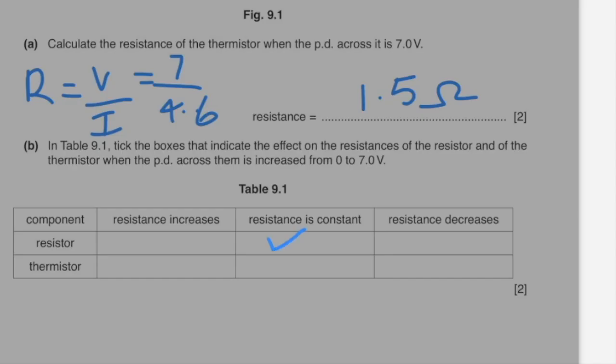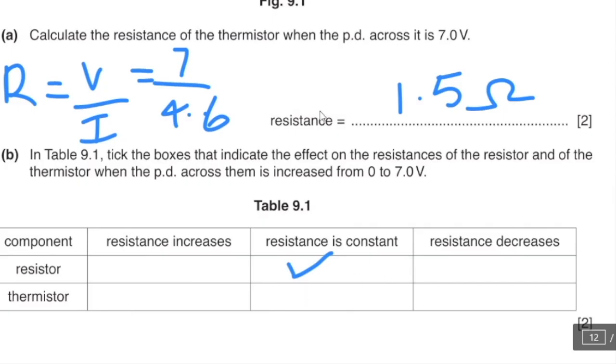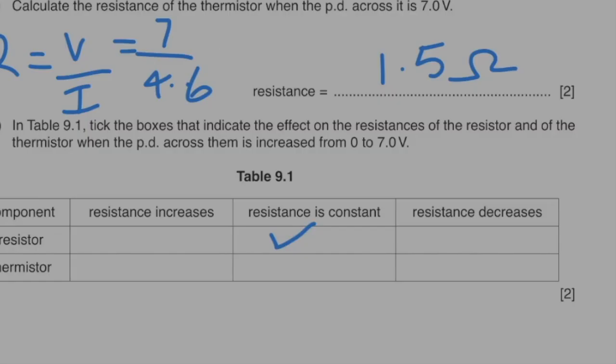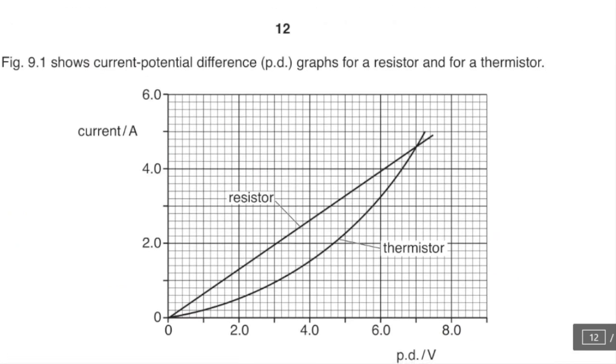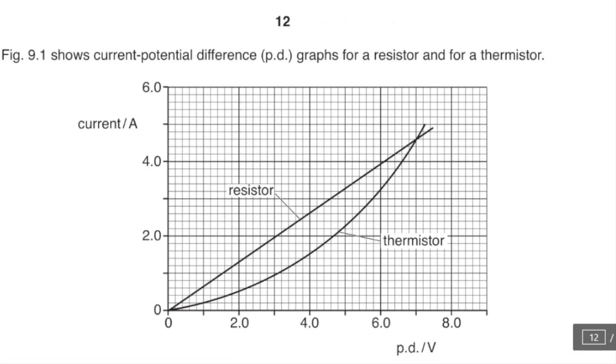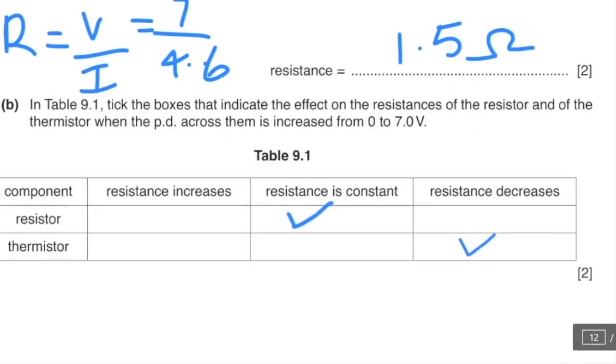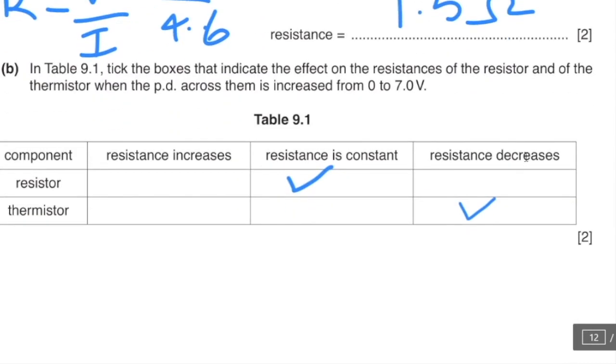It is constant. For the thermistor, the resistance decreases. You can make this out from the graph given over here. If you calculate resistance at two different points, you would see that as you go forward, the value of resistance would be decreasing. And so over here, I've marked the decreases box.